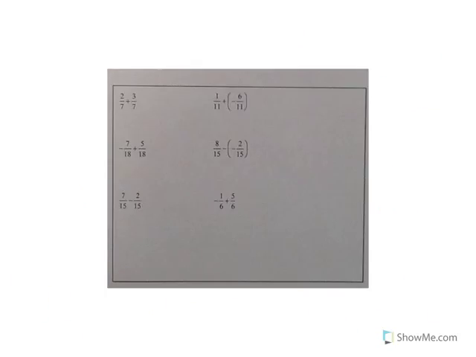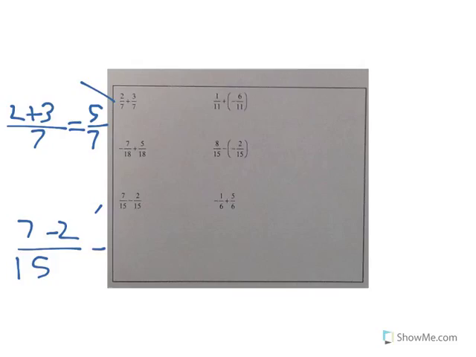Let's do a few more here. For this one, you've got the same denominator. It's just going to be 2 plus 3 over 7, which is equal to 5/7. For this one here, it's just going to be 7 minus 2 over 15, which is 5/15.